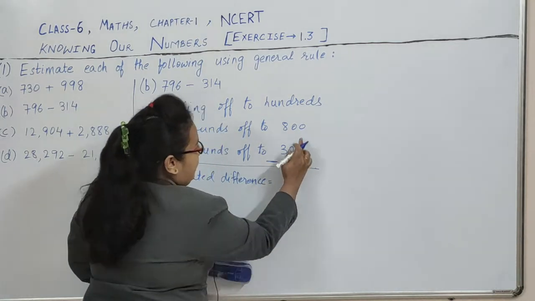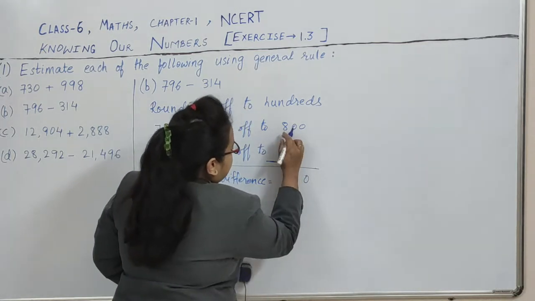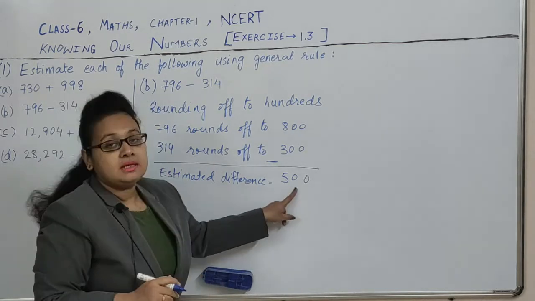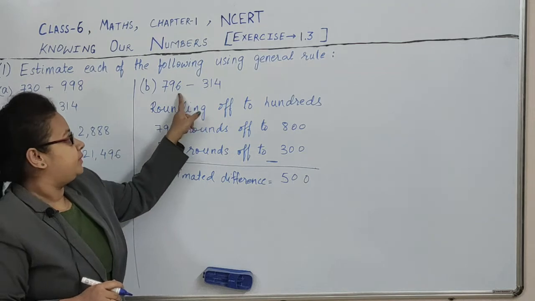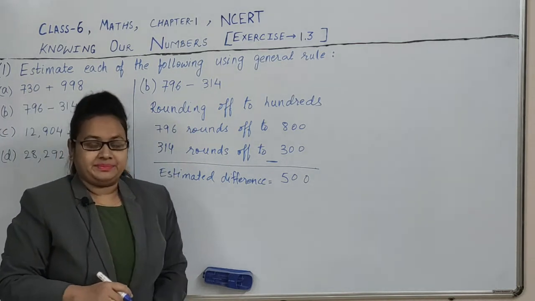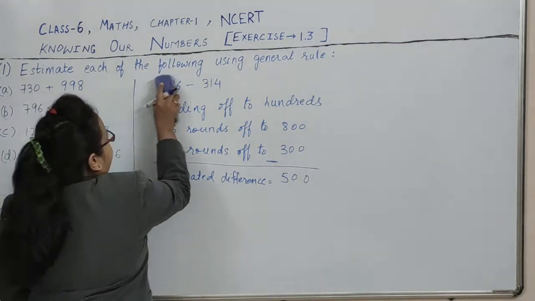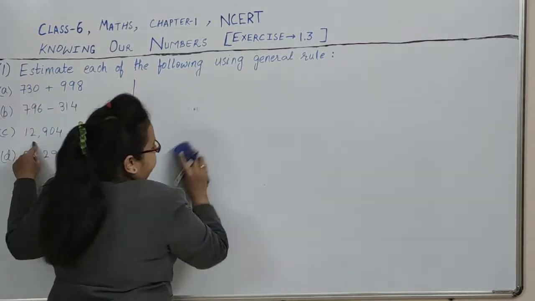is equal to, now we have to subtract. 0 minus 0 is 0, 0 minus 0 is 0, 8 minus 3 is 5. So the estimated difference is 500. So this way we estimate this question. This is the estimated difference and we have got the answer. Now, let us come to the C part. What is there? 12,000.